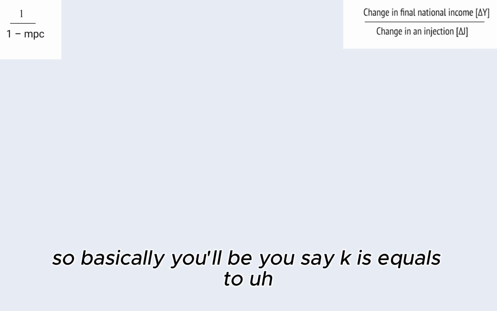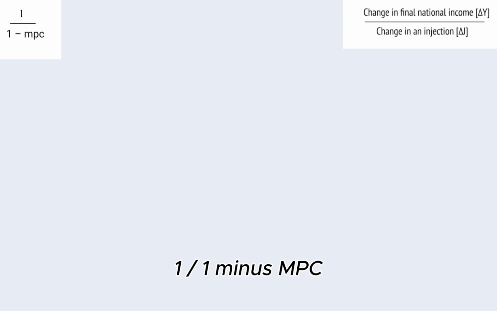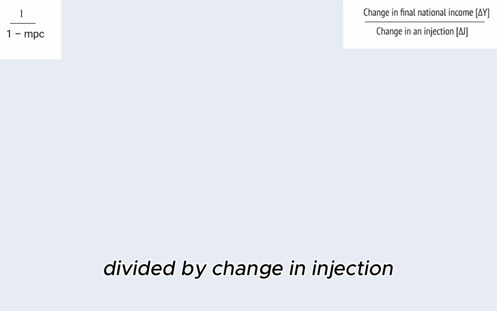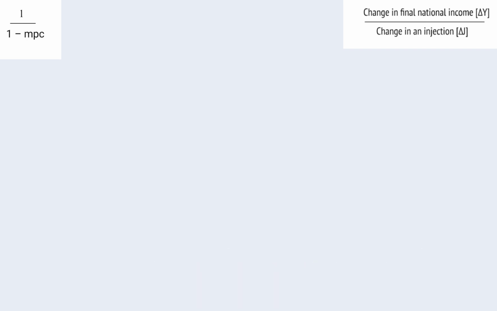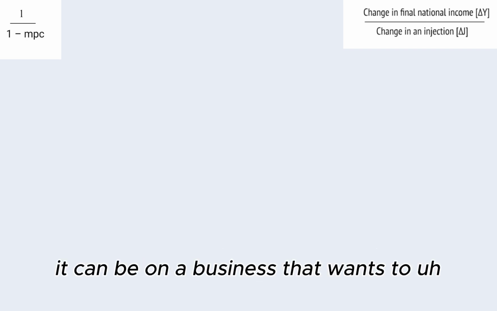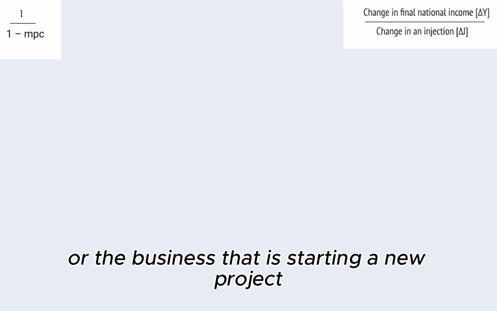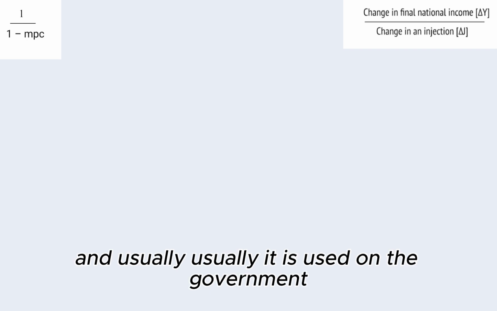So basically you say K is equal to 1 divided by 1 minus MPC, or you can say K is equal to change in income divided by change in injection. Now the multiplier can be applied literally everywhere. It can be applied to a business that wants to buy something, or a business that is starting a new project. You can also apply it to your household when they're trying to invest in something, and usually it is used on the government.